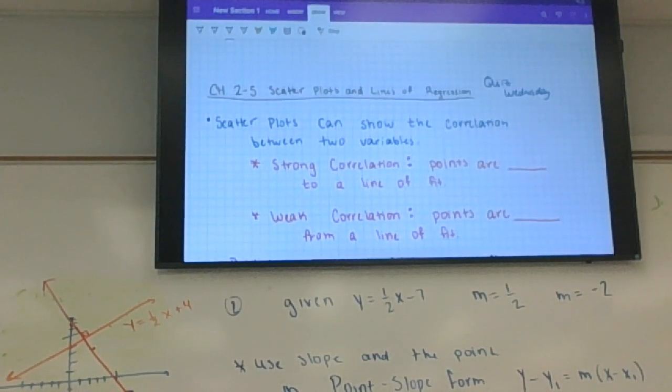So scatter plots and lines of regression. You guys know what a scatter plot is. It's just all the points, data. It's two-variable data in a graph. And you know what correlation is as well. So you pick how much of this you really want to write and in what detail. Scatter plots show the correlation between two variables. In a strong correlation, if an x and y, an independent and dependent variable, are very strongly correlated, they are close to a line of fit.